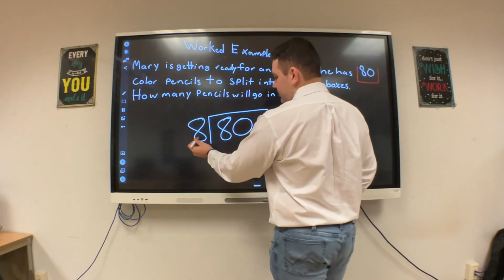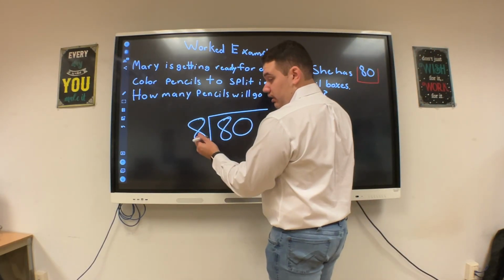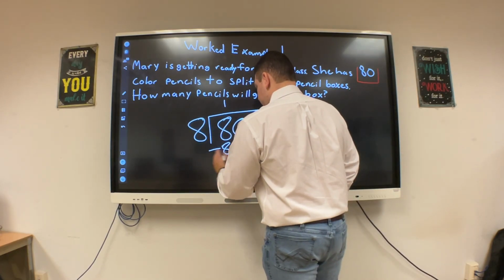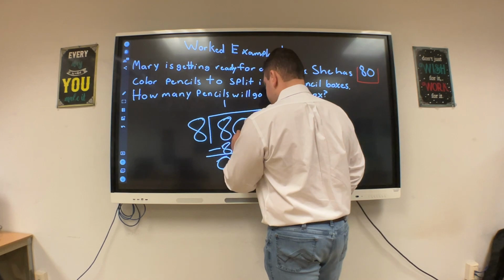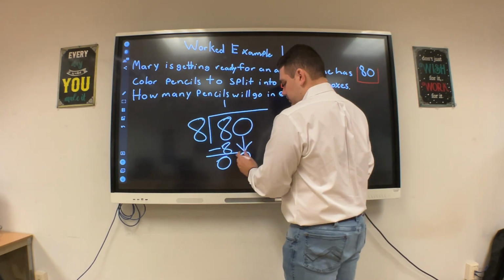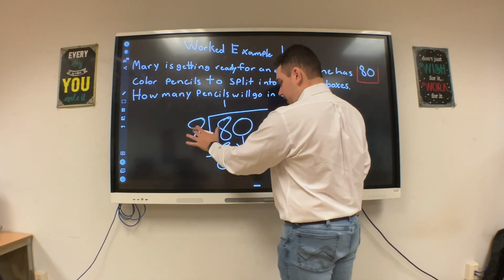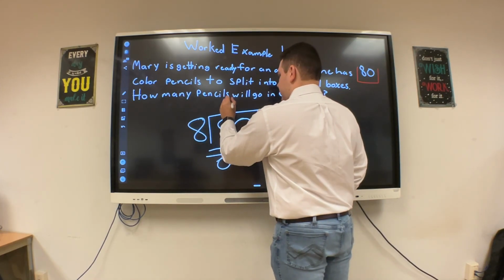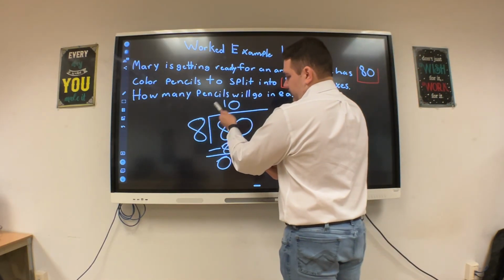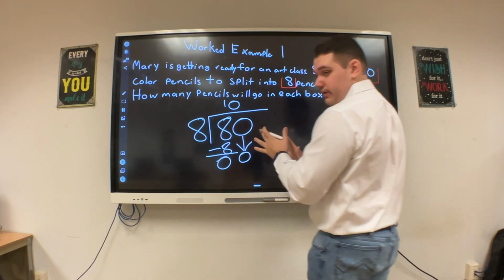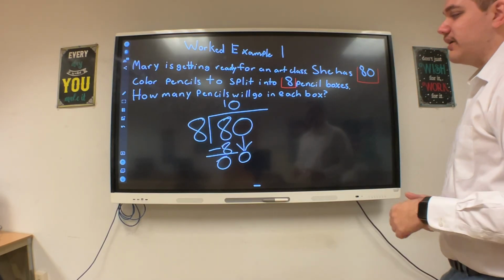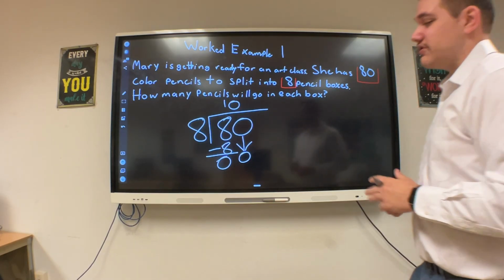And so we would see 8 will go into 8 just 1 time, which is 8. And so 8 minus 8 is 0, of course. We have this 80, so we're going to bring the 0 down. And because it's a 0, 8 will go into 0 no times, and so we just put a 0 right there. And now we can double check, because we know 8 times 10 is 80. We know that's right. So this is where it pays off to know your multiplication, so that you can double check your work and make sure you did divide right.